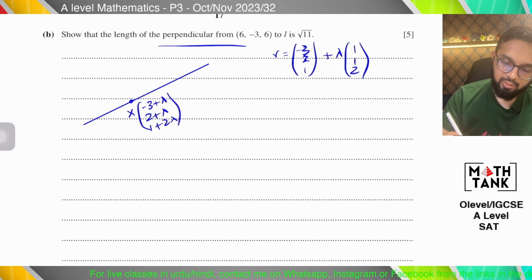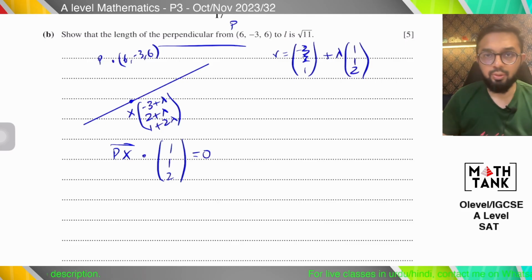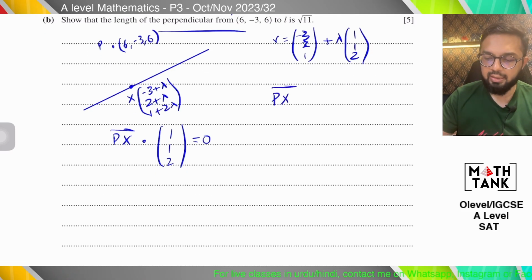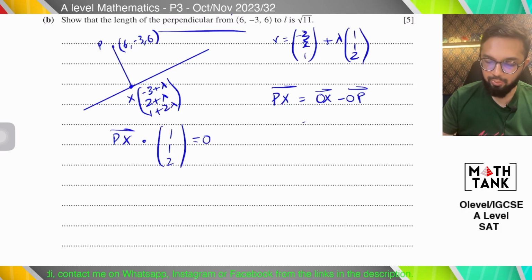There's a point P, let's call that P. It has the coordinates 6, minus 3, and 6. So what is going to happen is that PX is going to be perpendicular to this directional vector, which means that its dot product must be 0. PX is simply OX minus OP, or you can just draw this line and say that it's the vector of this line. What is OX? It's minus 3 plus lambda, 2 plus lambda, and 1 plus 2 lambda. What's OP? It's the coordinates 6, minus 3 and 6. So minus 6.